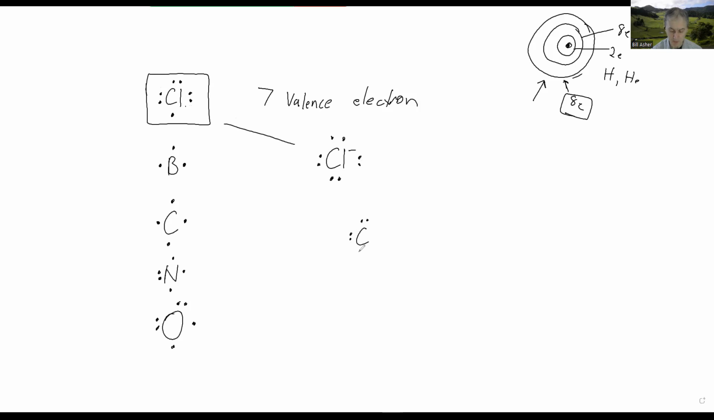1, 2, 3, 4, 5, 6, 7, and then 1, chlorine, not carbon, chlorine. 2, 3, 4, 5, 6, 7. And you can see here, if the 2 chlorine atoms share those 2 electrons, then each one thinks it has a full valence shell. So it would be chlorine with the 2 electrons between them. Right? And when electrons are shared like this between 2 atoms, we call that a covalent bond. It means that the electrons are shared between the atoms.